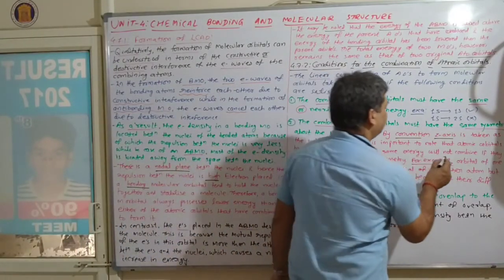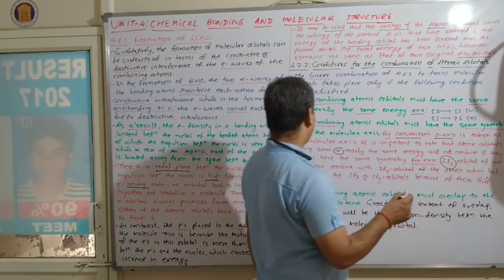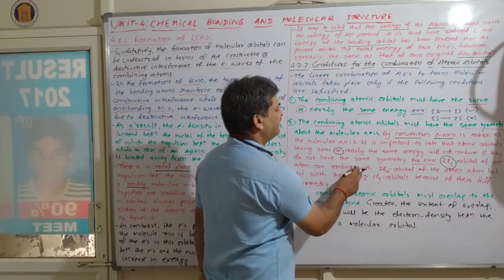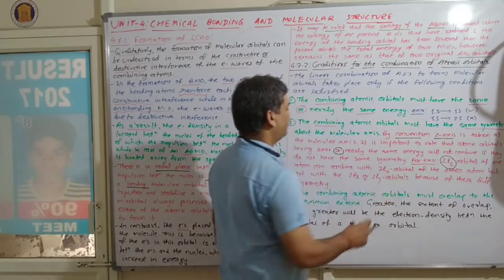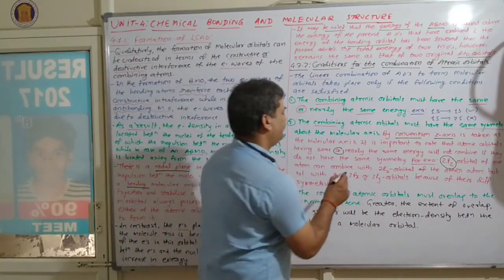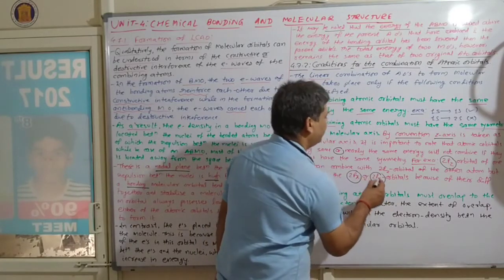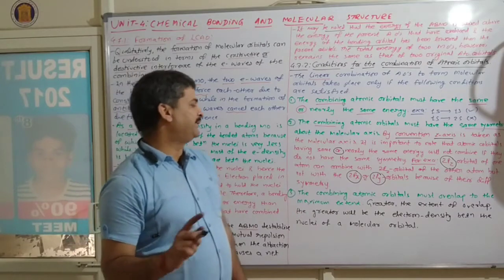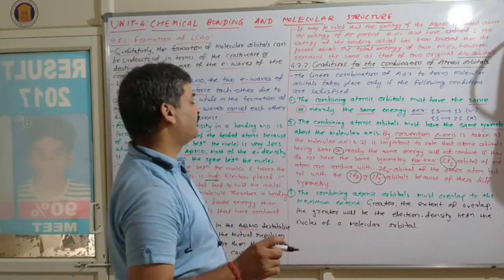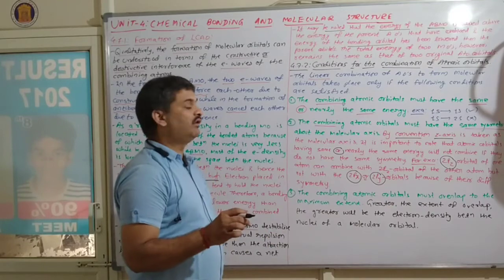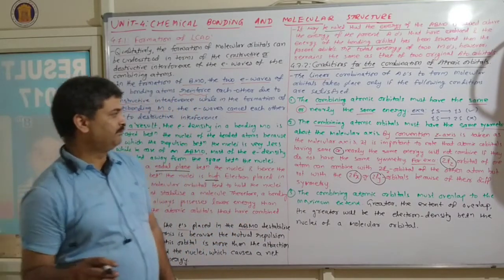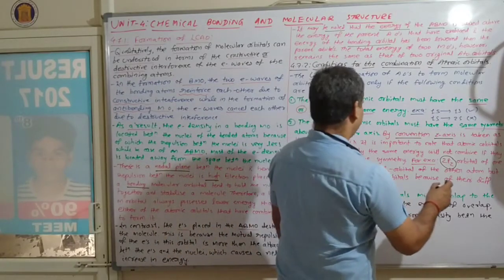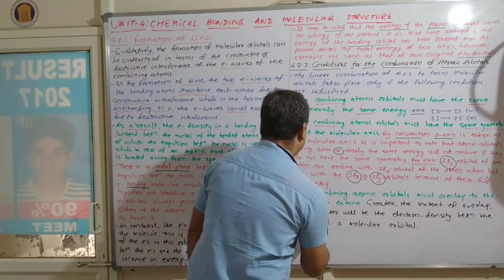For example, the 2pz orbital of one atom can combine with the 2pz orbital of the other atom, but not with the 2px and 2py orbitals because of their different symmetry. Clear? मतलब pz होगा तो bond formation is possible, but pz will not form a bond with px. Clear हुआ? Now the third requirement is that the combining atomic orbitals must overlap to the maximum extent.